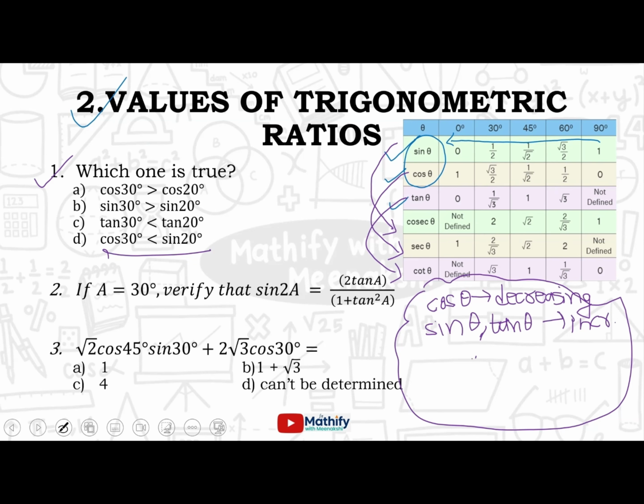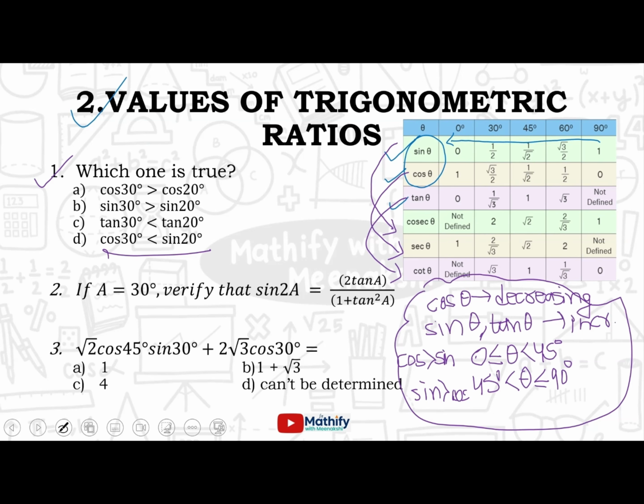For this, you should know that from 0 to 45 degree, your cos is more as compared to sine. But after 45, that means from 45 to 90 degree, your sine is more as compared to cos. I didn't write equal to sign for 45 here because at 45 they both are equal.